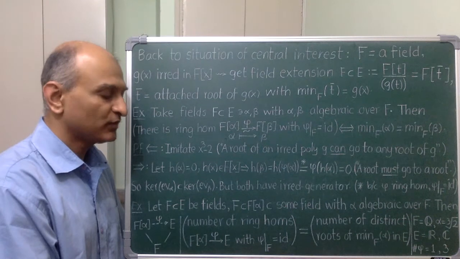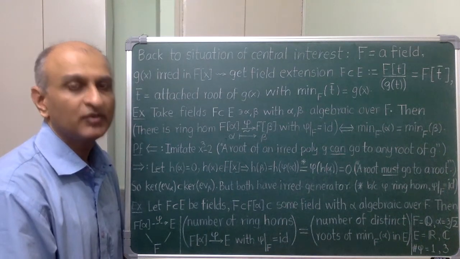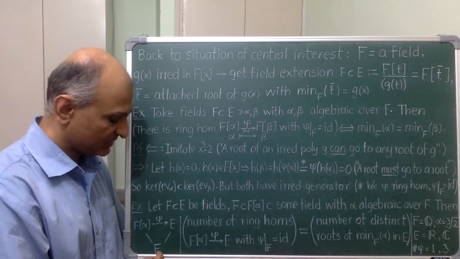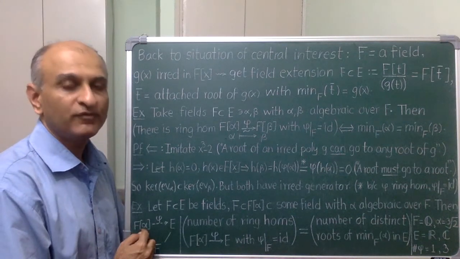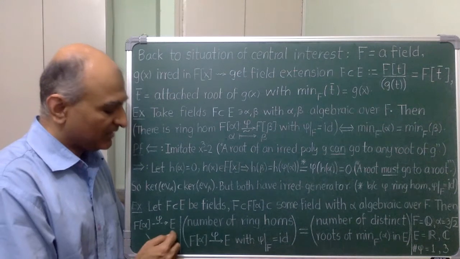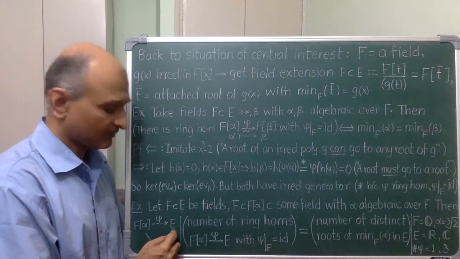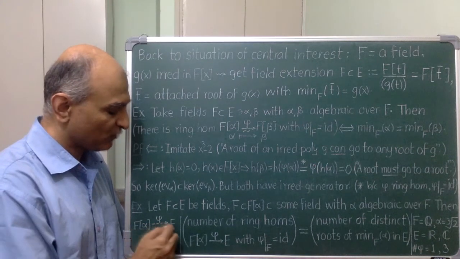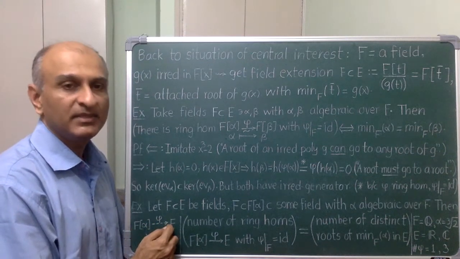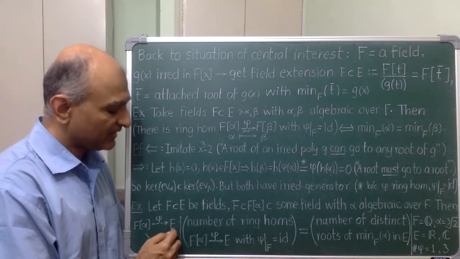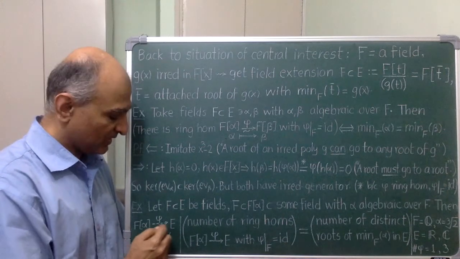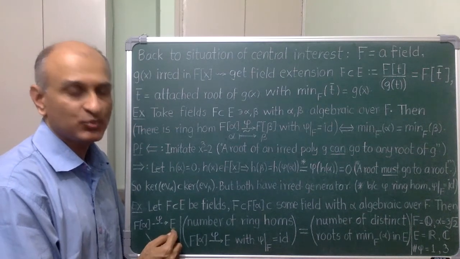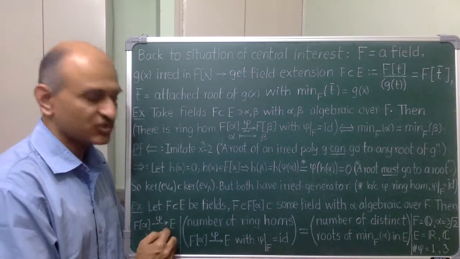It may be useful to keep an example in mind to remember this result. So, take F to be rational numbers and alpha to be cube root of 2. Now, if I take E to be real numbers, then alpha can go only to itself, and so there is only one such homomorphism, namely inclusion. But if I take E to be complex numbers, then alpha can go to any one of the three roots of x cubed minus 2, and therefore there are three such homomorphisms.